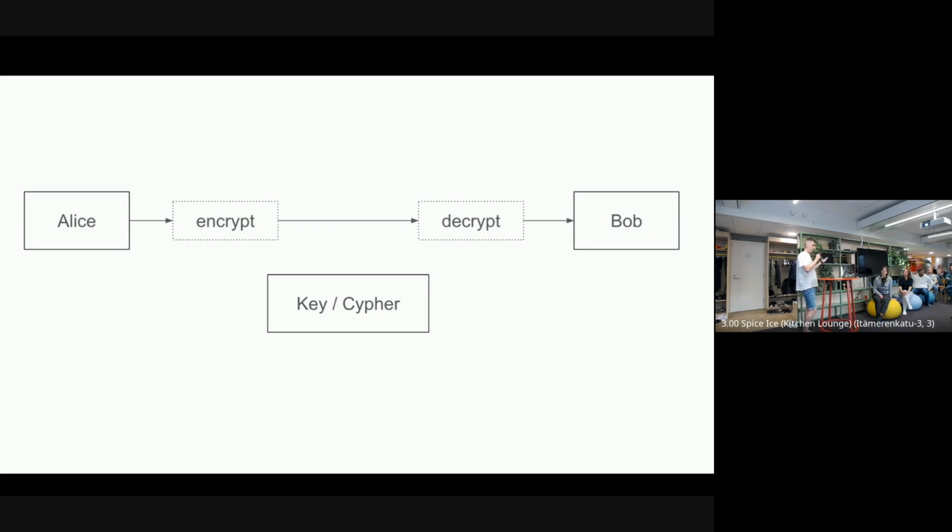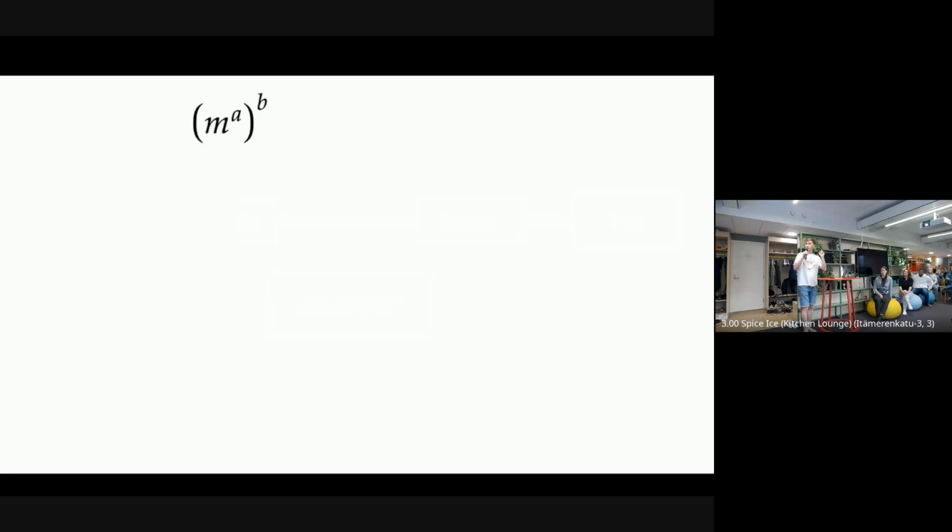So we cannot agree on the number offline. We cannot send that number. What do we do? And this is where Diffie-Hellman helps us. It relies on very simple mathematics. If you remember from school, if you have a number m and you raise it to a power of a, and then you raise it to the power of b, it's the same as saying m raised to the power a times b.